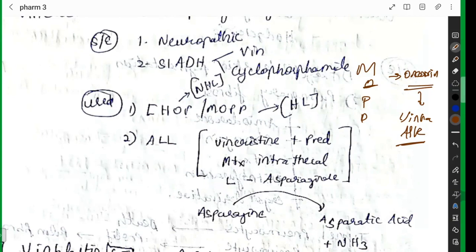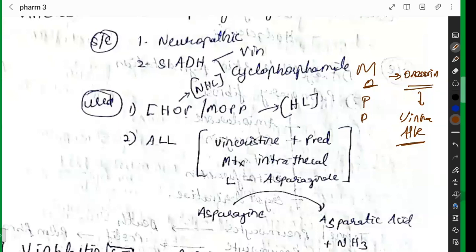Come on, fast. What is the drug you are going to use in CLL? Can you post in the chat box? Chronic lymphocytic leukemia. The drug we are going to use in chronic lymphocytic leukemia is chlorambucil. Excellent.